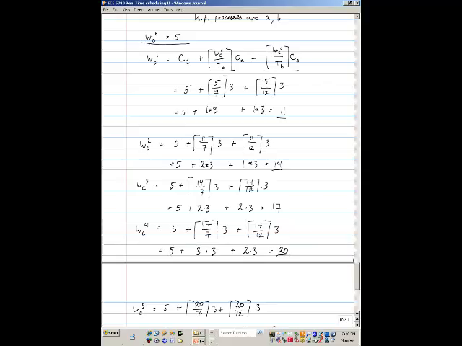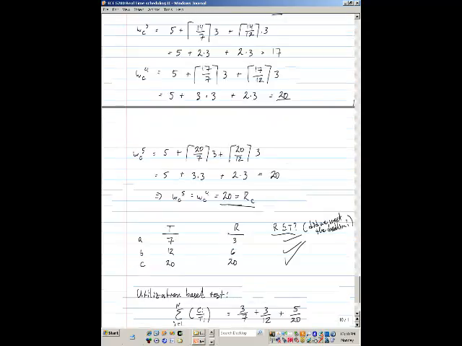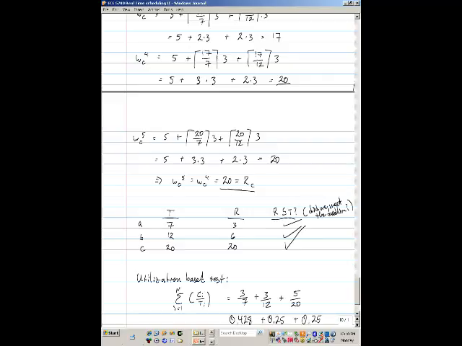17 is not equal to 14. We recurse again. WC sub 4, plug in those values, we end up with a value 20. 20 is not equal to 17. We go again. WC sub 5, we plug in the 20 over 7, 20 over 12, calculate the ceilings, and we end up with a value 20. So WC sub 5 and WC sub 4 are both the value 20. Therefore, we conclude that is the correct response time for C.